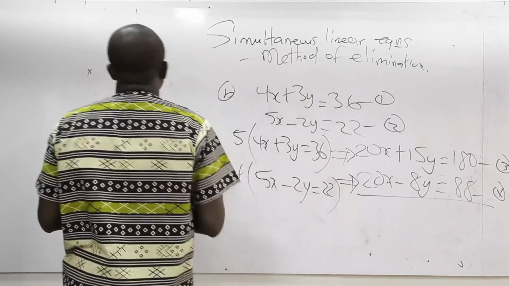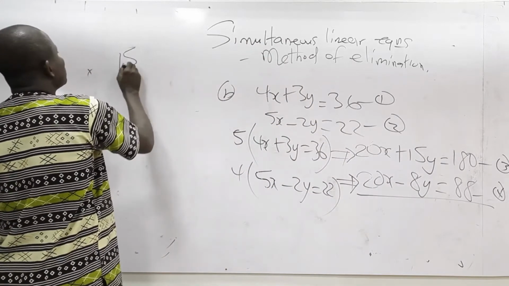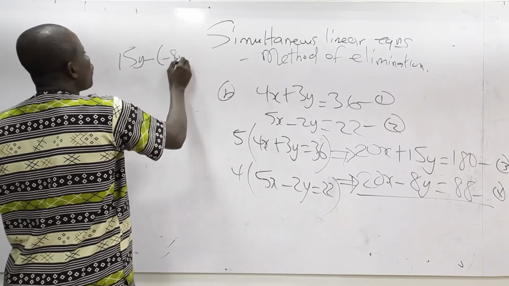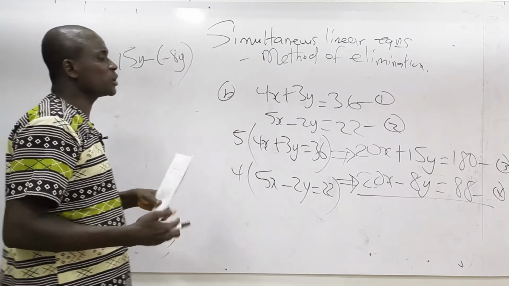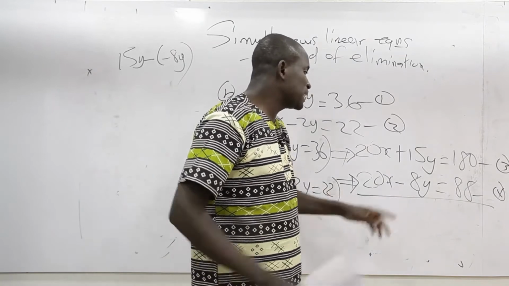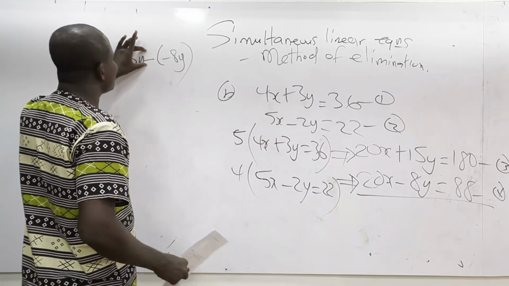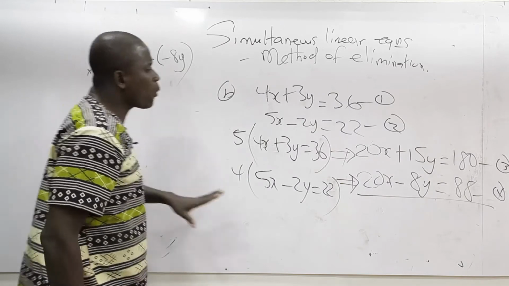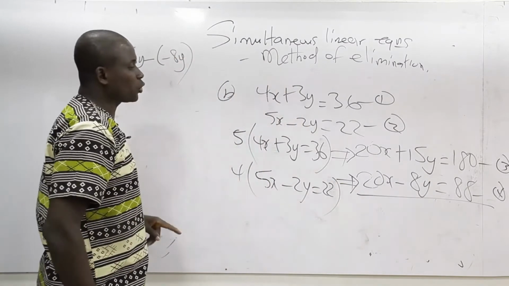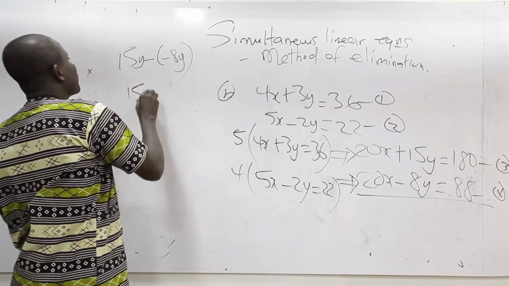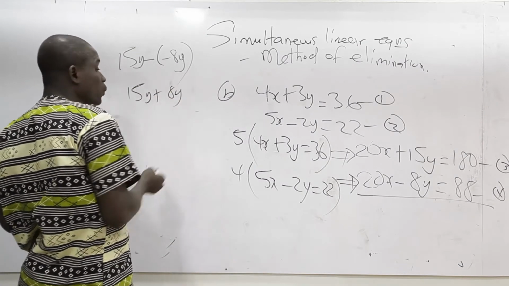But here, I'm having 15y minus, what is there? Minus 8y. Don't be confused or deceived by thinking of this negative. This negative is part of this 8y. So when you are subtracting, the actual mandatory minus is this, before what is here. So it will be minus minus. So that will be what? That will be 15y plus 8y. That's what you're going to get.